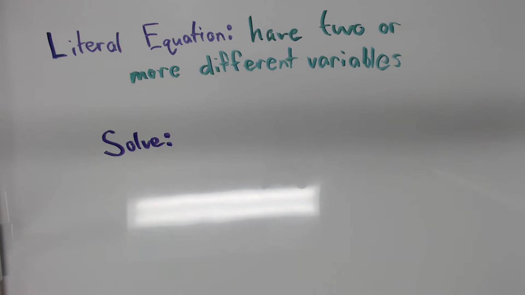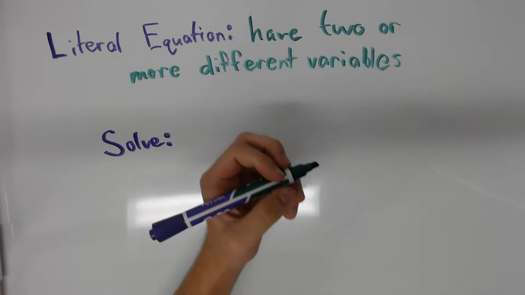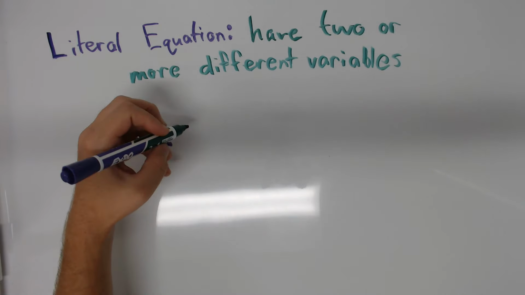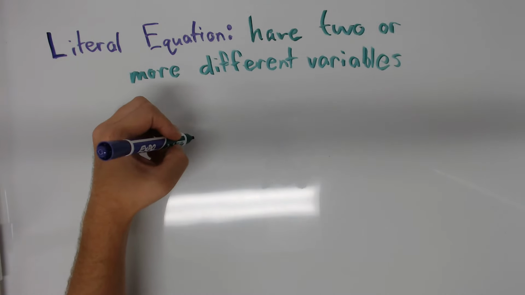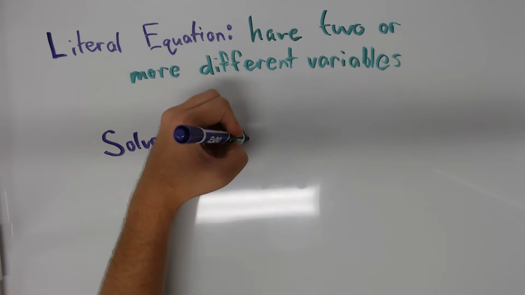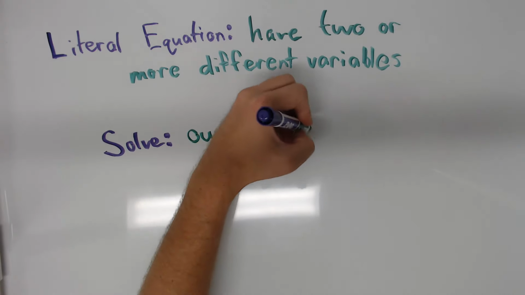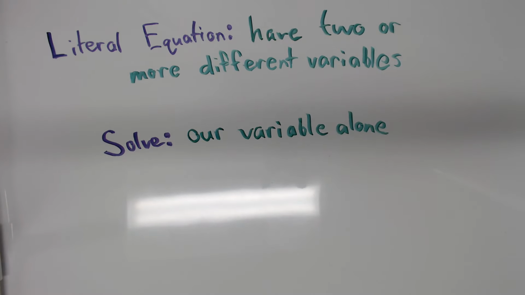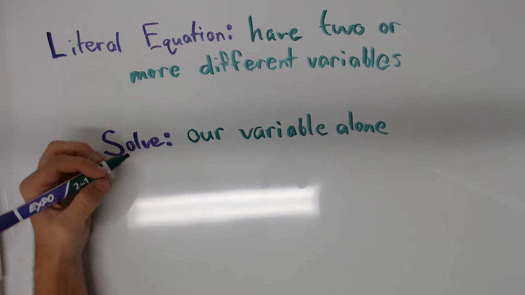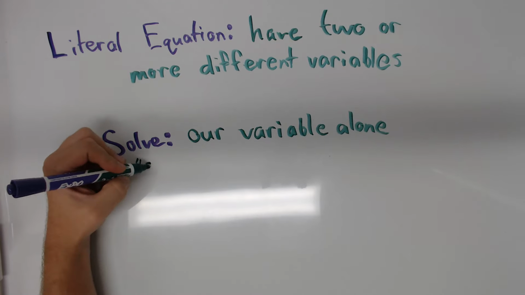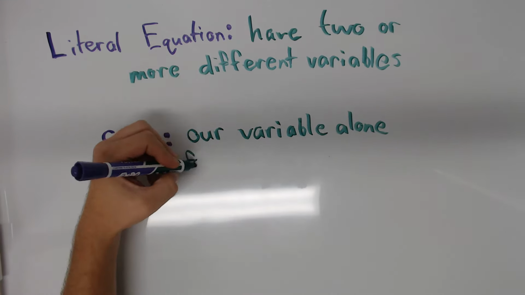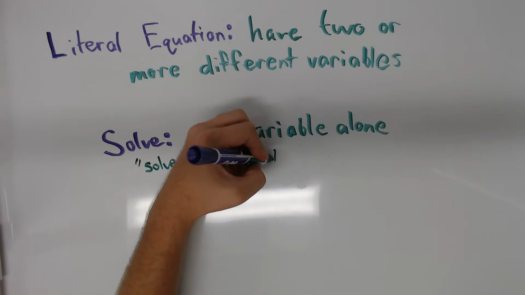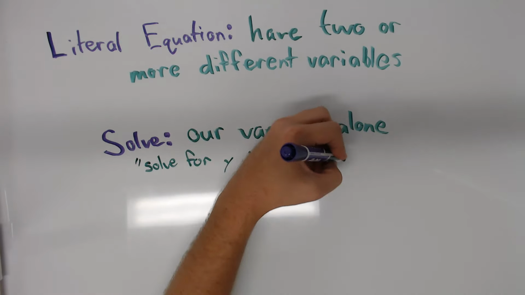It's not just going to be x equals a number, and we can plug that number back in. Solve in this situation, we need to have a variable, the variable we're solving for, alone. So our variable alone on its side of the equation. That's a really basic idea. When you talk about this vocabulary-wise, you say, if it's an xy equation, solve for y in terms of x.